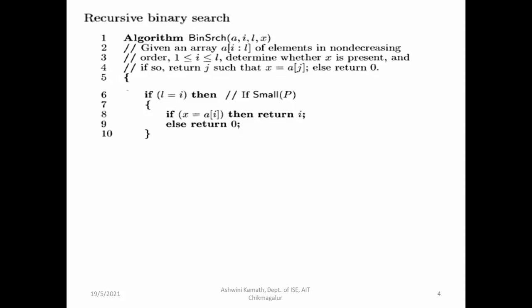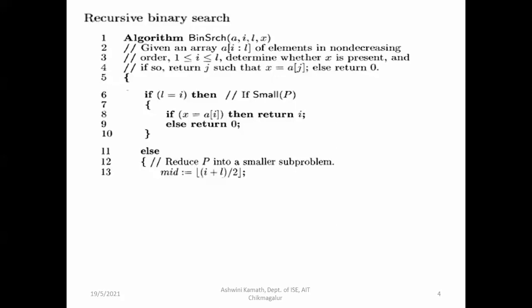Now compare your X with that single element. Check whether X is equal to A of I or A of L, because L and I both are pointing to the same element. We have only one element. If it is true, then return I, that is the position of the element. Otherwise, return 0. This is the small P when we have only one element in binary search.